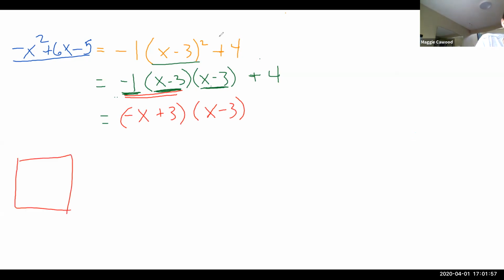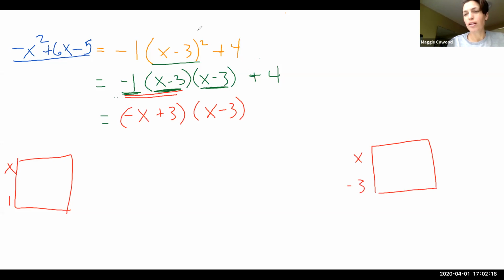I've got x and minus 3. I guess I'm too close to the edge here. It doesn't like it. Sorry, I will draw it on this side. X minus 3, adapt and overcome, right? And then over here, negative x plus 3. So I put the first one on top and the second one on the side.